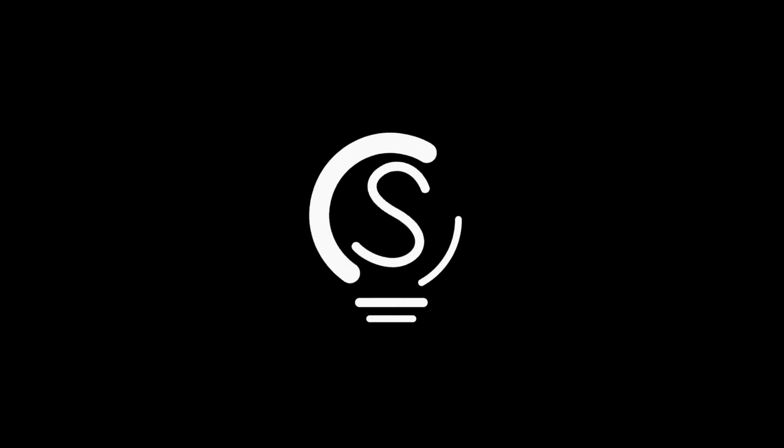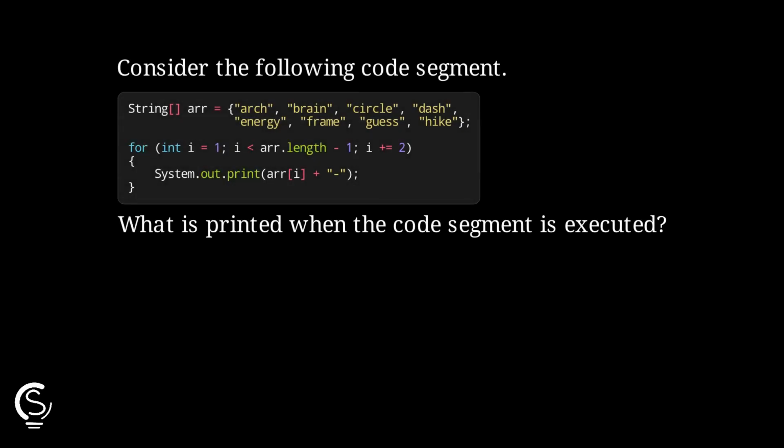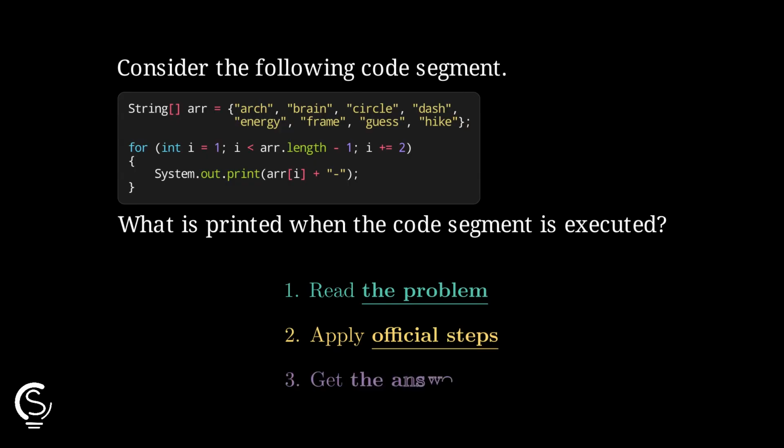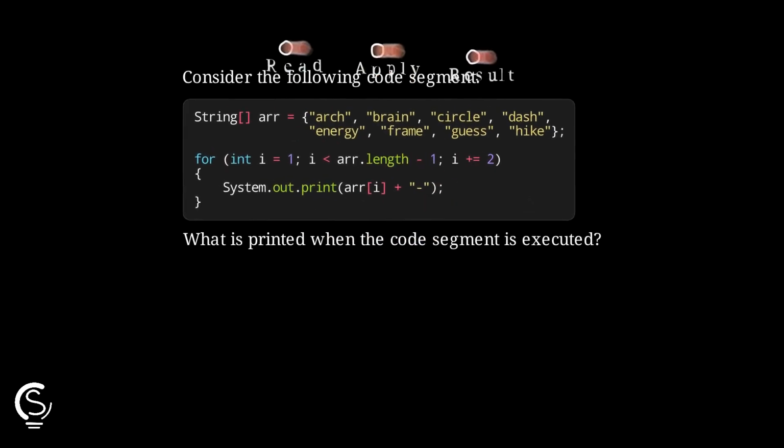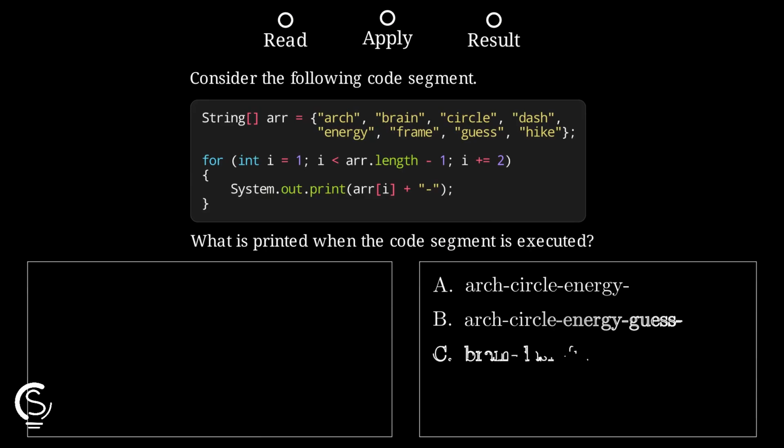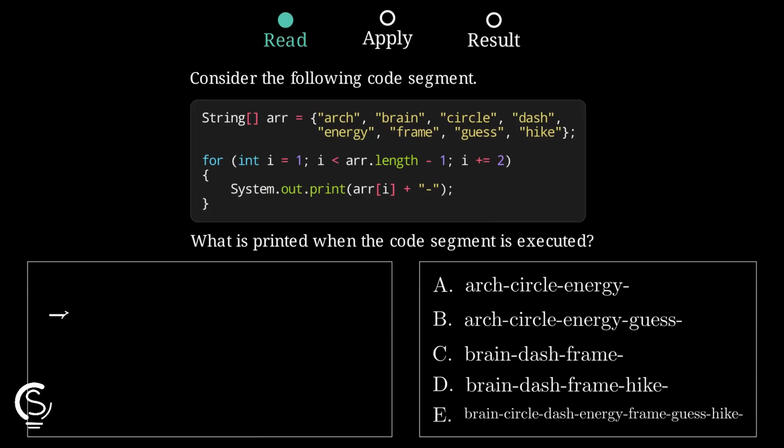Let's level up. Java array loops can be tricky, but we will solve this code segment quickly by tracking the index values and the loop conditions together. The array contains 8 elements, so the length is 8. Our loop starts at index 1, which is the word brain, and it must stay strictly less than 7 to continue.